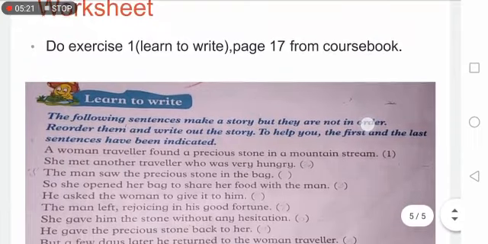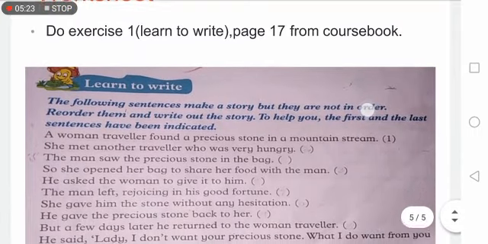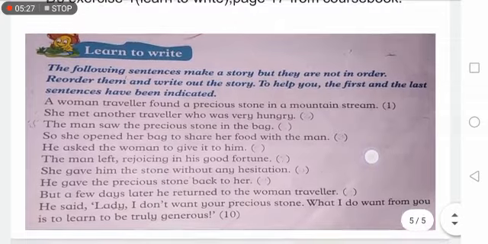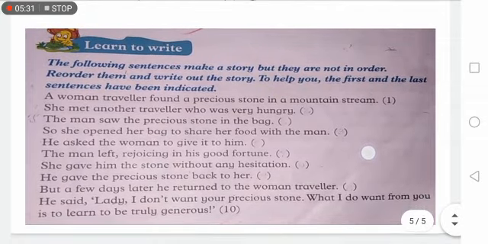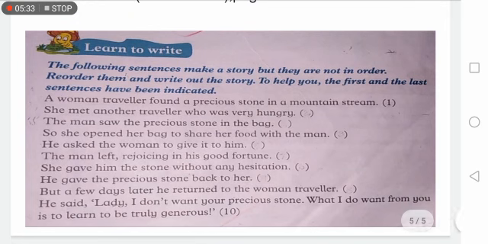Now there is a worksheet that you have to do. Exercise number 1, Learn to Write, from page number 17 of the course book. This is the exercise which you are going to do. The following sentences make a story but they are not in order. Reorder them and write out the story to help you. The first and the last sentences have been indicated.